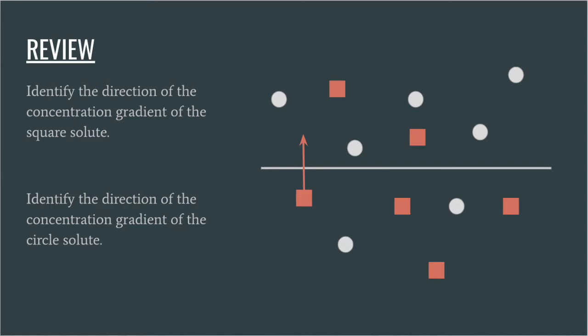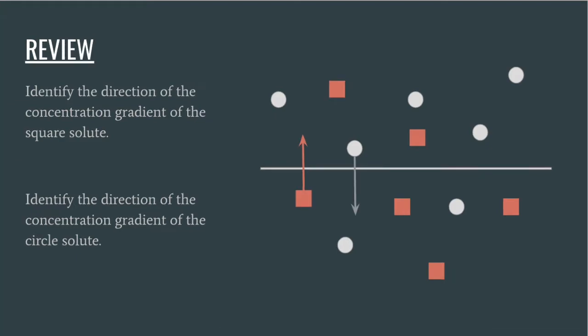Our concentration gradient is going to go up since we have more solutes at the bottom than we do at the top. However, if we're looking at our circle solutes, we would expect the movement of those solutes to move downwards until we get the same amount of circle solutes on both sides of the membrane.